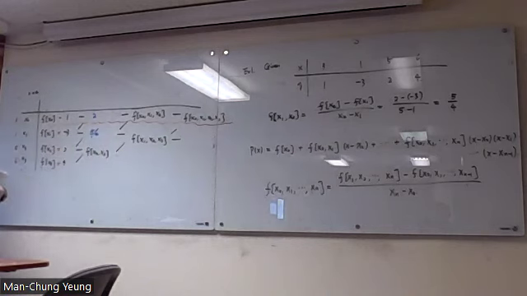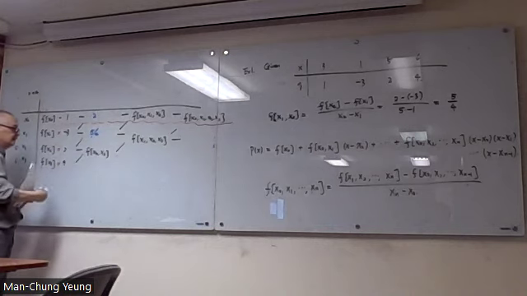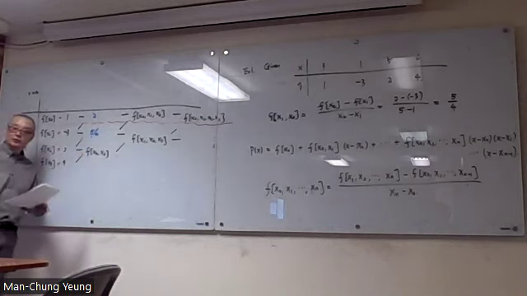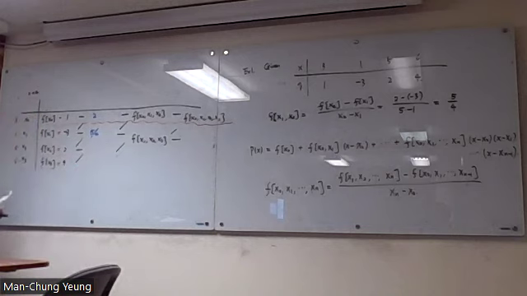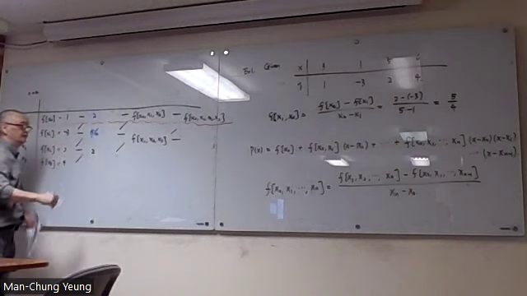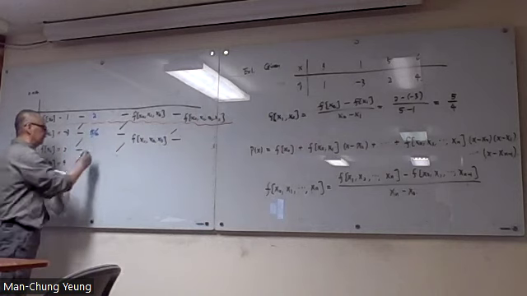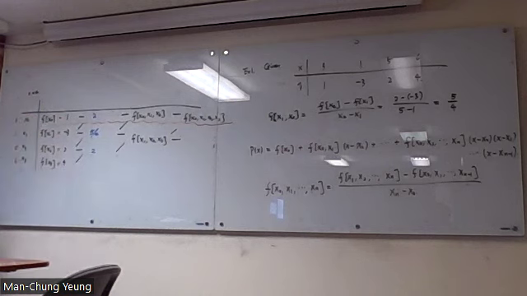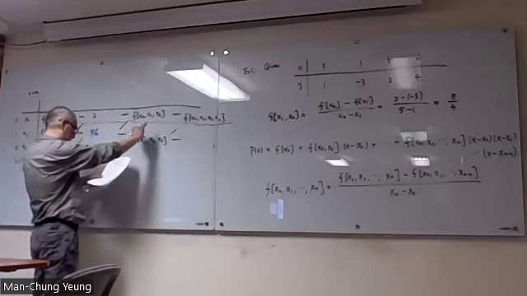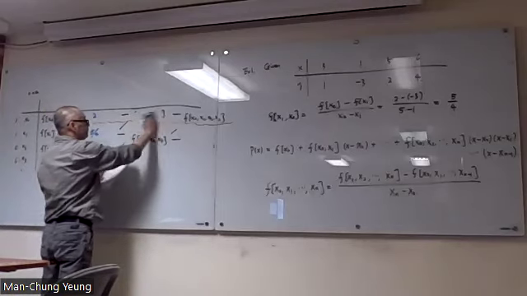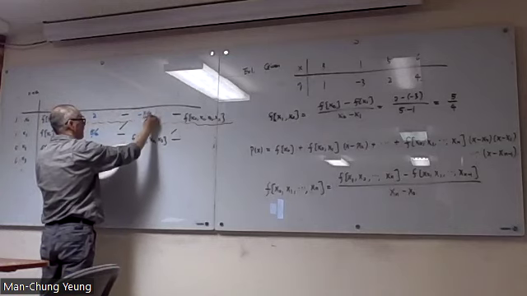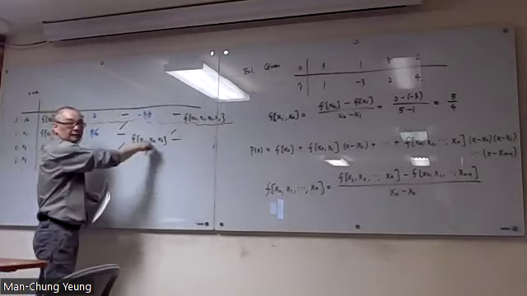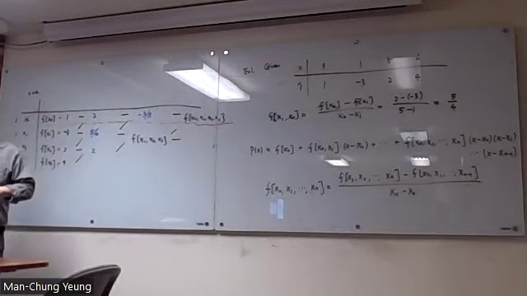And similarly, this number is 2. Different color. And this number, negative 3 over 8. Now, let me compare this number as an example.